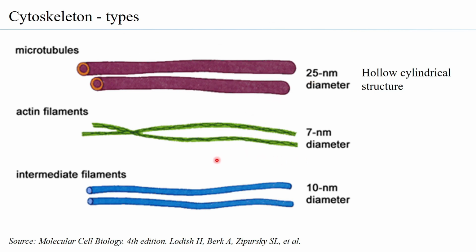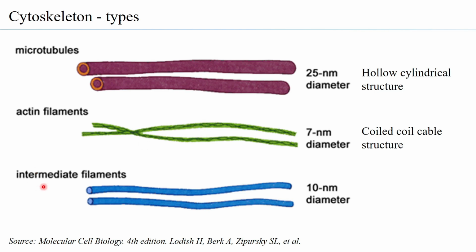Then the second component is the actin filaments. The actin filaments are the thinnest filaments at 7 nanometer diameter, and each filament is made up of two polypeptide chains, and these two polypeptide chains are coiled around each other. So they have a typical coiled cable structure. You know, you can see the electrical cables in which you have two wires which are coiled around each other. Same is the structure of the actin filaments per se.